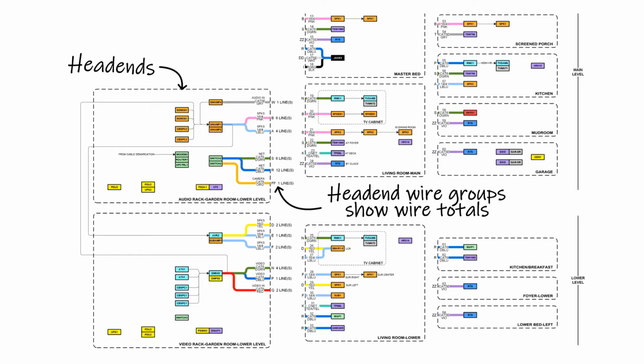The head ends shown on the left show the devices in each of the racks with basic connectivity. The apparent colored wires in the head ends are not wires at all, but wire groups representing bundles of wires coming in from the rooms. Each wire group in the head end shows the total number of room wires with the same group letter. And this is great for techs to make sure they have the same number of wires pulled as shown on the block diagram.